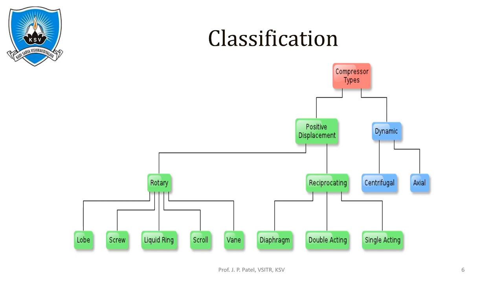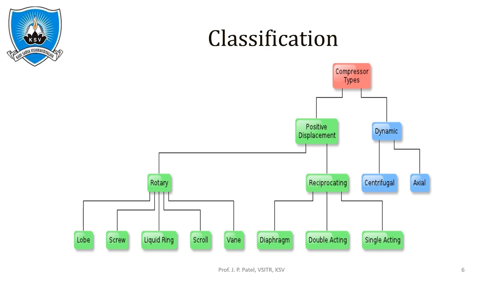Positive displacement compressors are also classified in two different ways: one is the rotary compressor and another is the reciprocating compressor. In a positive rotary compressor, the volume of each chamber gradually reduces and the pressure is increased. Further, it is classified as lobe compressor, screw compressor, liquid ring compressor, scroll compressor, and vane compressor. Reciprocating compressors are mainly classified in three different ways: diaphragm compressor, double acting compressor, and single acting compressor.